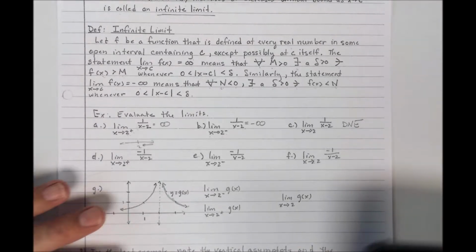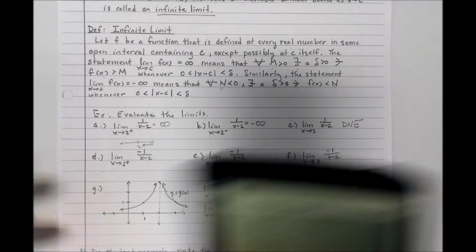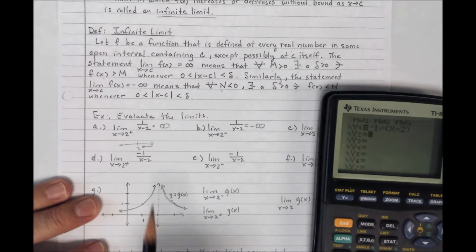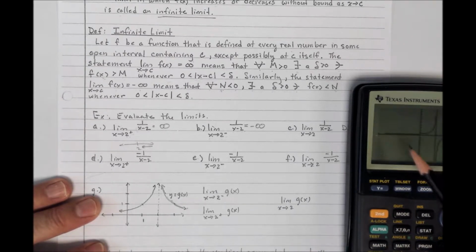Now, if I change this problem, let me go back to my function here, and let me sneak in a negative. So now I have this, as you can see in this one and the one I covered up. If I graph this, it reverses. From the left side, it's going upward. From the right side, it's dropping down.